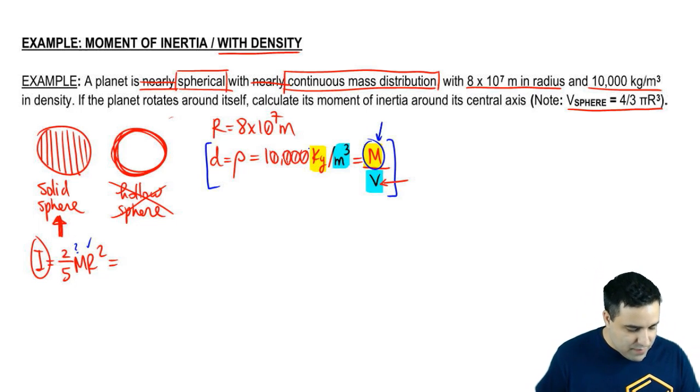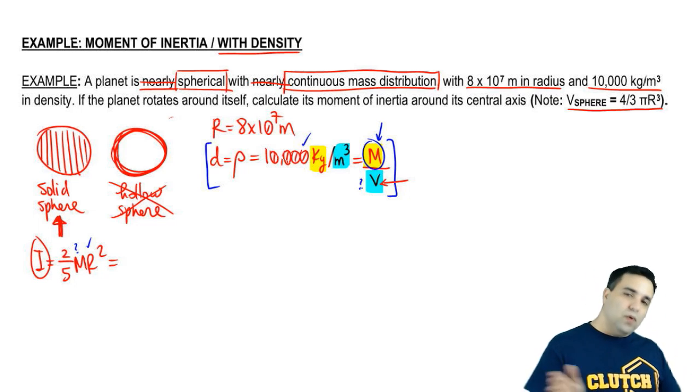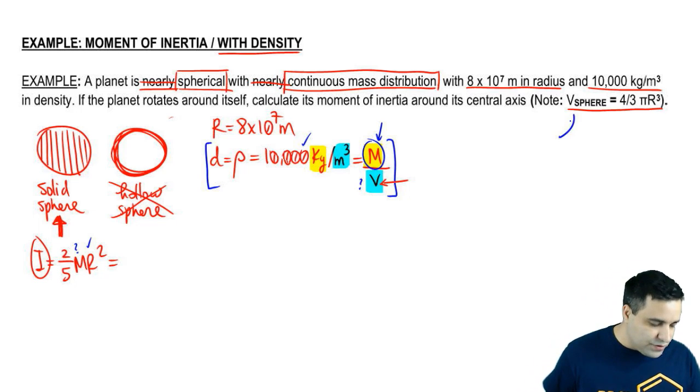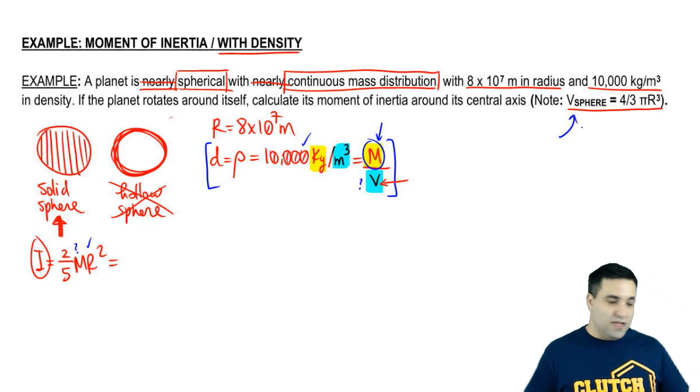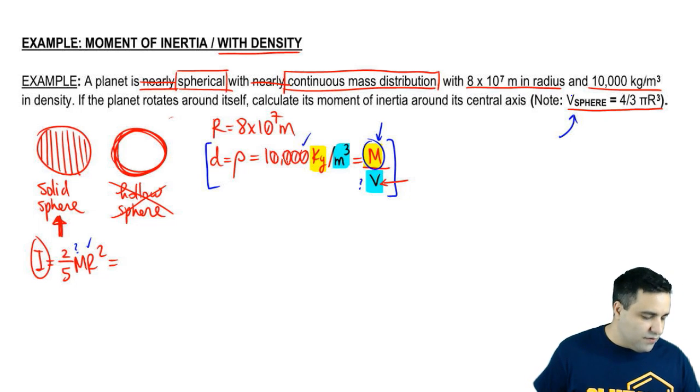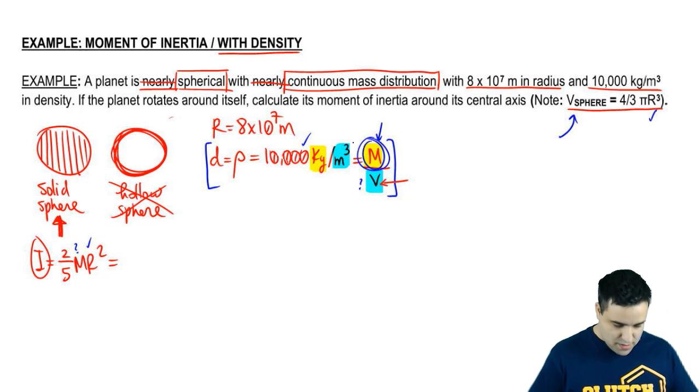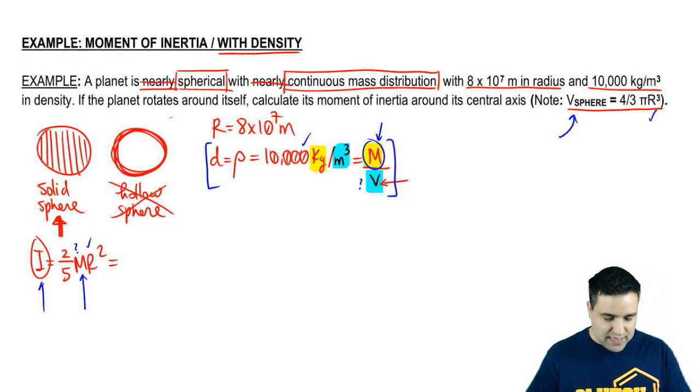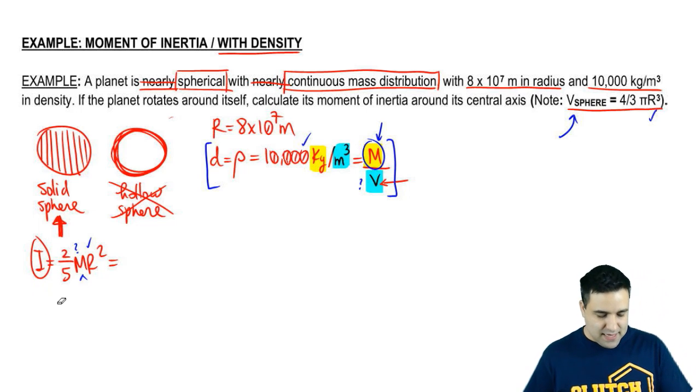So I want to find M. I have 10,000, but I don't have V. But once again, I have another piece of information here that allows me to find V. The volume of a sphere is 4/3 pi r cubed, and I know R, so I can get V. I'm going to know V, so I'm going to be able to get M. I'm going to know M, so I'm going to be able to get I. That's how it's going to flow.